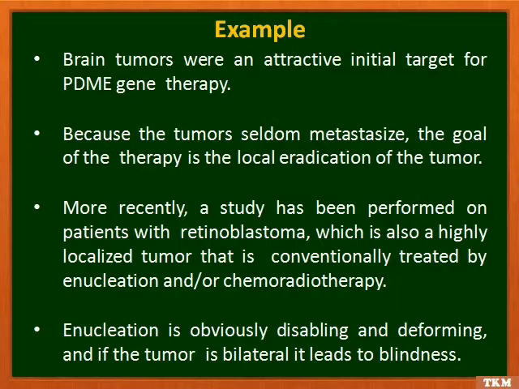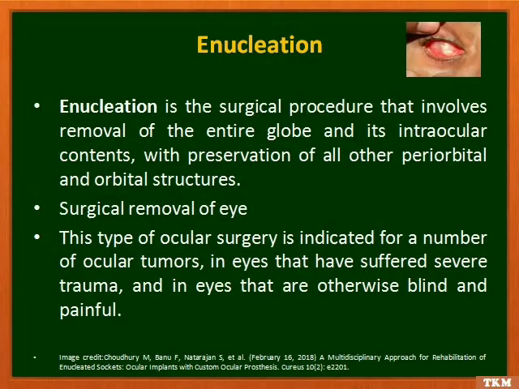Now, as we all are aware, enucleation is disabling and deforming, and if the tumor is bilateral, it leads to blindness. Enucleation, if the students are not clear with this concept, is a surgical procedure that involves removal of the entire globe and its intraocular contents with preservation of all other periorbital and orbital structures. In simple language, surgical removal of the eye. This type of ocular surgery is indicated for a number of ocular tumors, in eyes that have suffered severe trauma, and in eyes that are otherwise blind and painful.